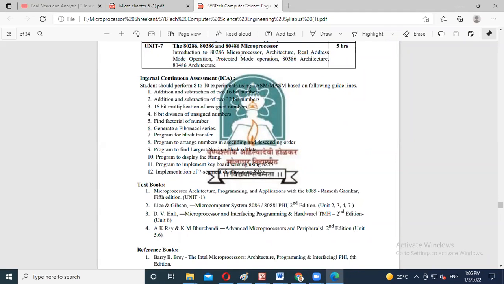Along with that, come to the lab programs. Here, programs 1 to 8, except the 7th program, block transfer, so totally 7 programs we have to cover till now. It means that in the practical session, more than half the syllabus is covered.